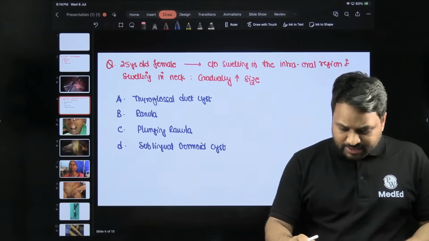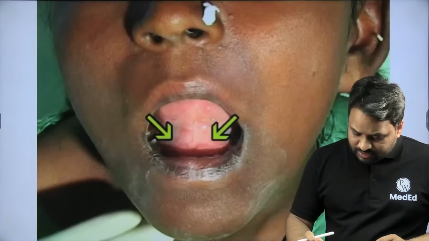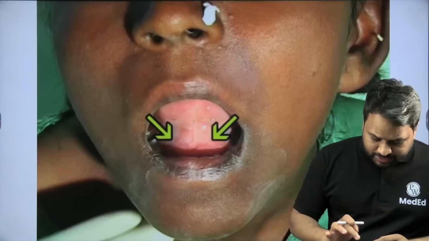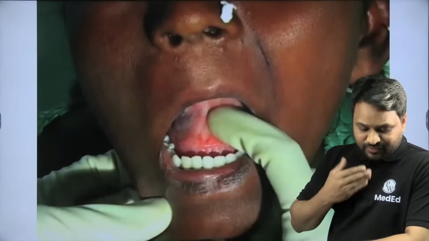Let's look at the video presentation to identify it better. Now, this is the video representation that we have. Now you can see that there is a swelling in the intraoral region. This is the intraoral swelling that is present. Then you will notice the swelling is present in the lower part of the neck as well. You can see which is here, right on the double chin, in the undersurface. Now there is swelling intraorally also. There is swelling on the undersurface as well.